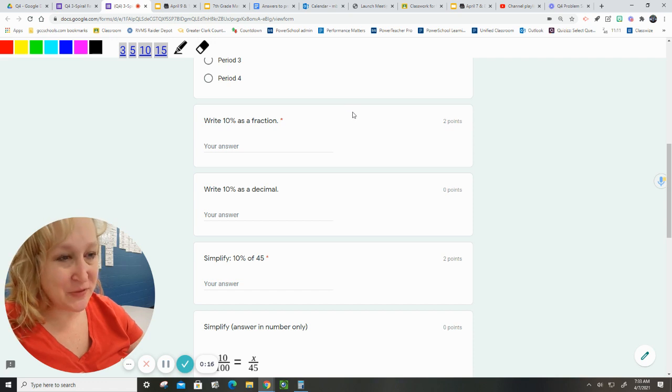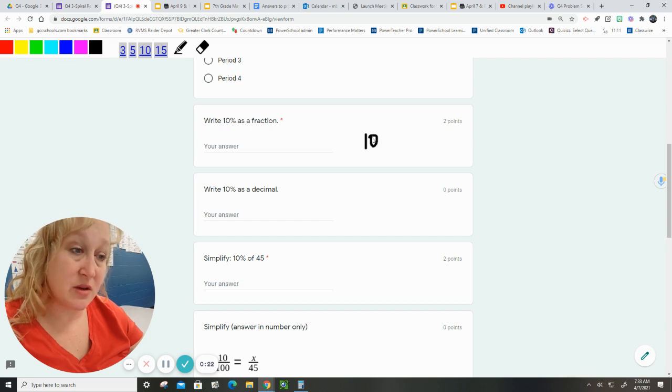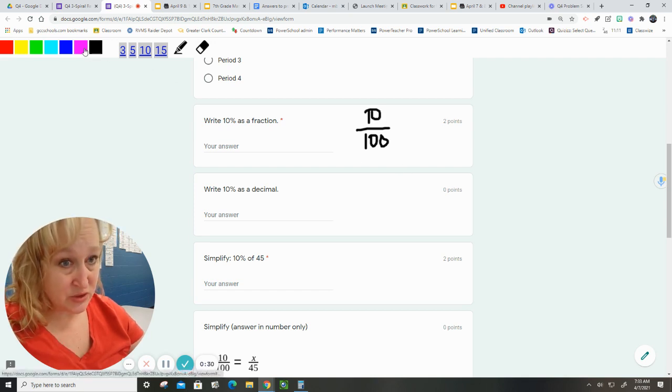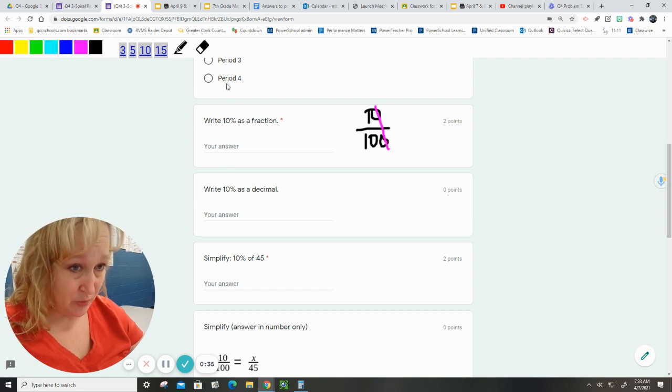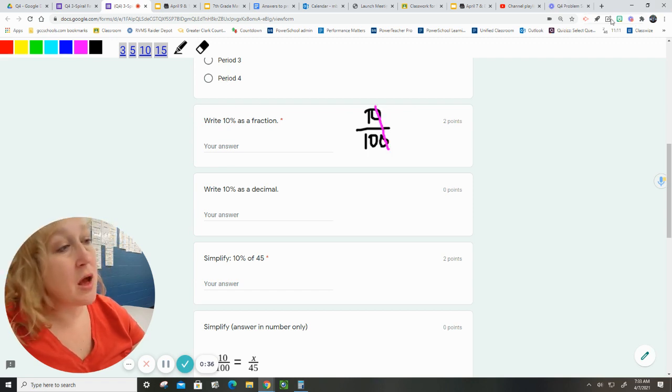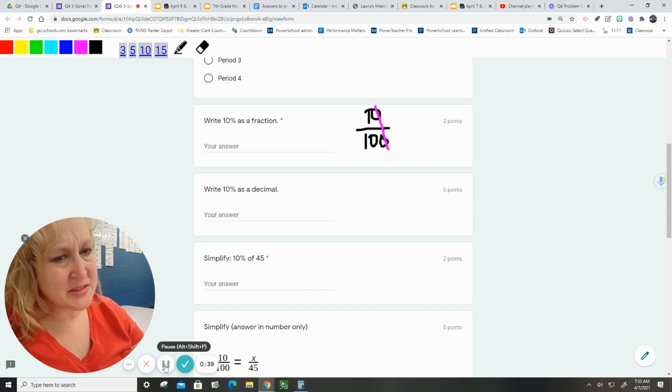We are going to write 10% as a fraction, and we know that when we are doing fractions of percentages, the bottom number is always the whole, which is 100%. So this one would be 10 over 100. Now, some cases they want you to reduce. So if I were to reduce, that would be 1 over 10. I'm going to check and see which they want.